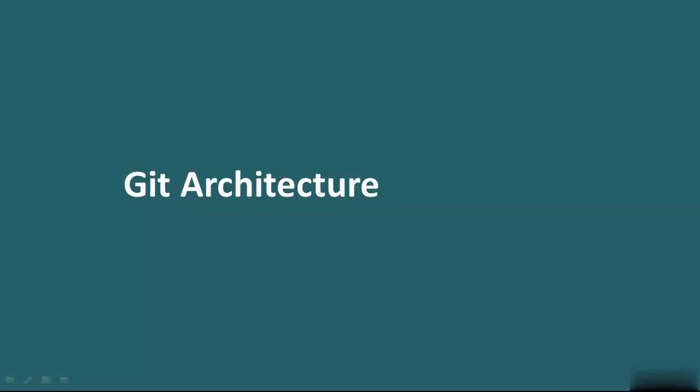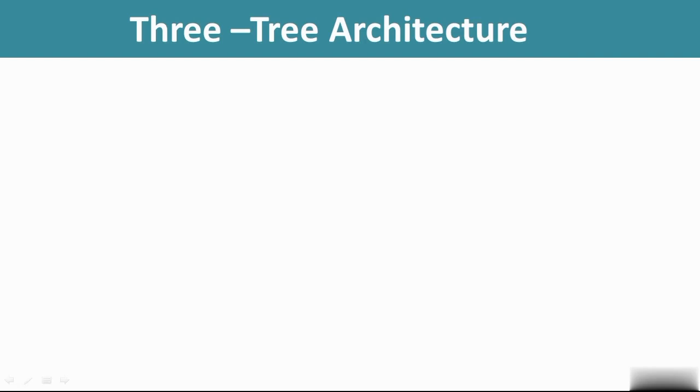In this lecture, I'm going to walk you through a basic illustration of the Git architecture. Git has what is called a three-tree architecture. That means it has a three-stage process from when the file is created to when it goes into the repository. So the very first stage is the working directory.